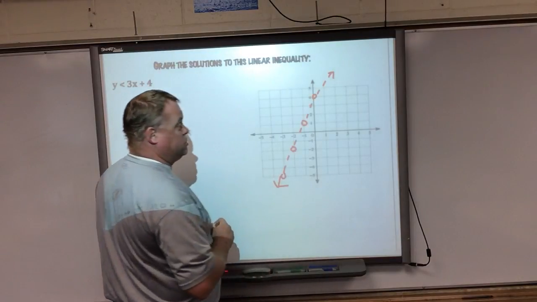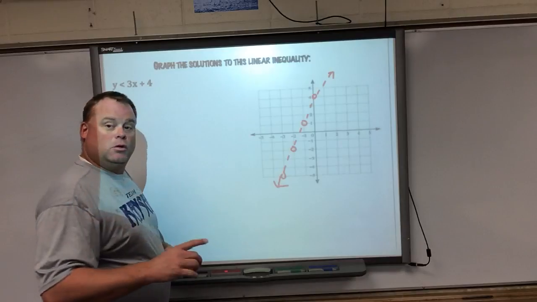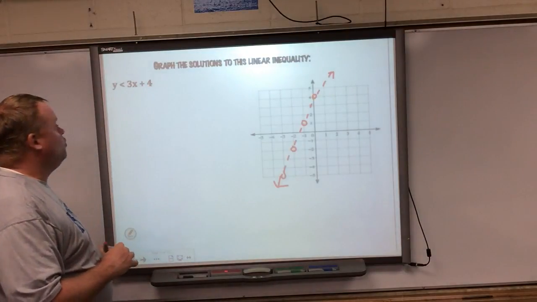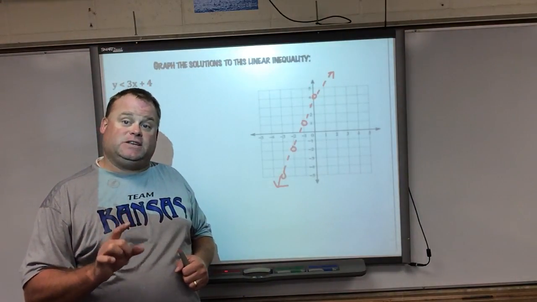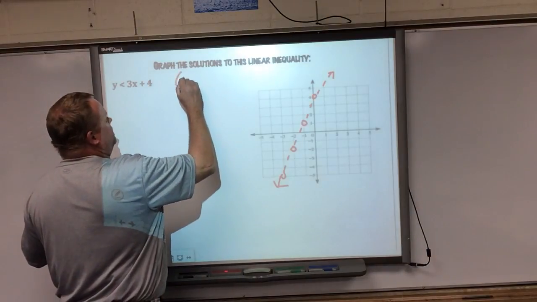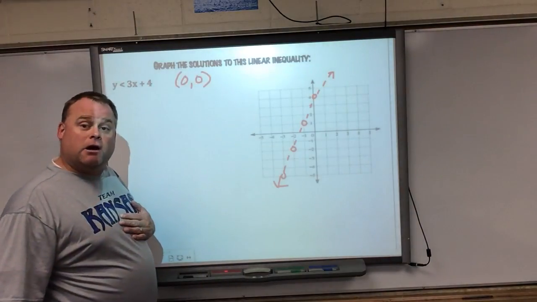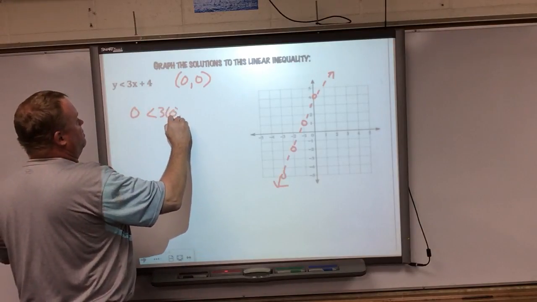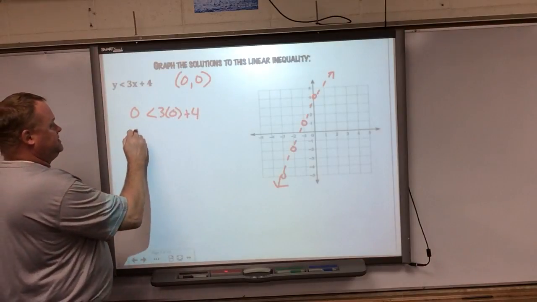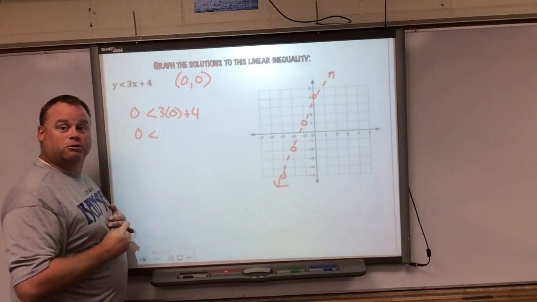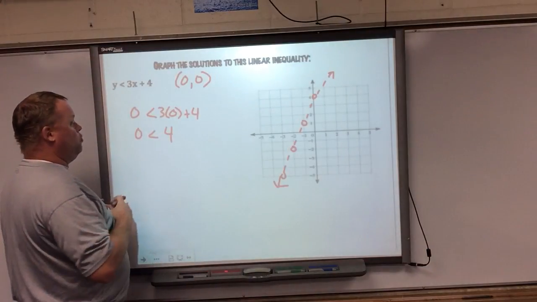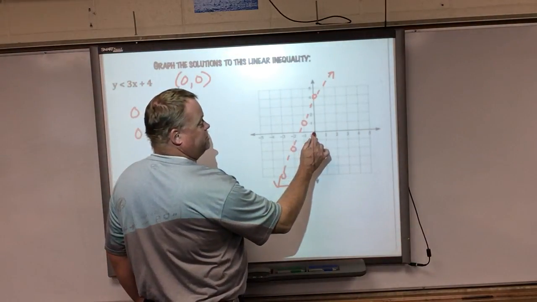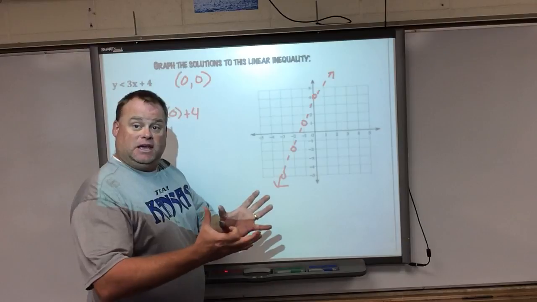Well, below the line is going to be which direction? Well, let's think about it for a second, okay? One way I can check it, there's an easy way to check. Remember at the beginning I said plug in a 0, 0 and figure it out, right? So let's plug it in. 0 less than 3 times 0 plus 4. Well, 3 times 0 is 0. All I'm left with is 4. Is 0 less than 4? Yes. So I know that the point 0, 0 has to be on the correct side.